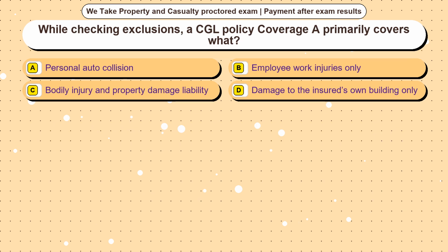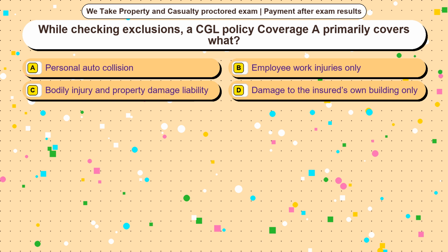Question 25. While checking exclusions, a CGL policy coverage primarily covers what? Option A. Personal auto collision. Option B. Employee work injuries only. Option C. Bodily injury and property damage liability. Option D. Damage to the insured's own building only. The correct answer is option C.